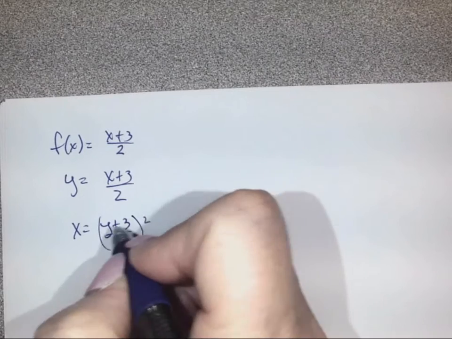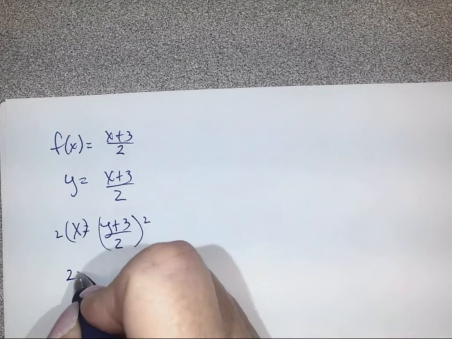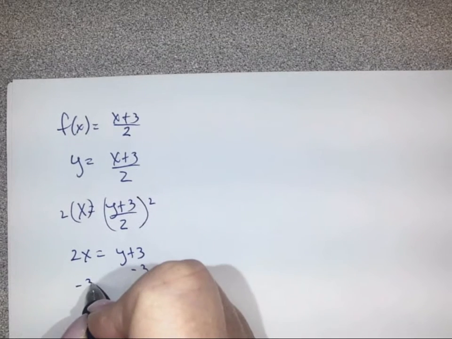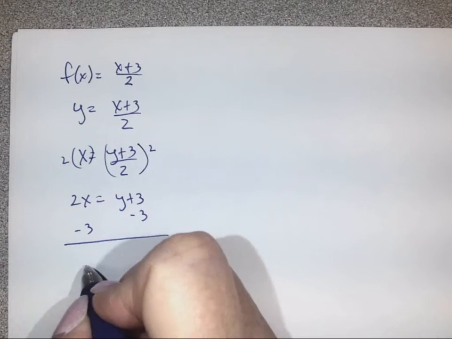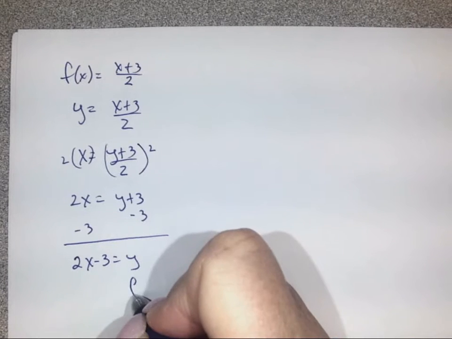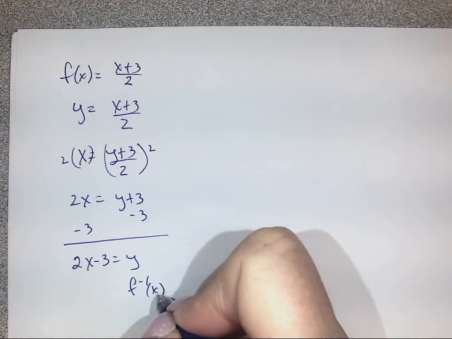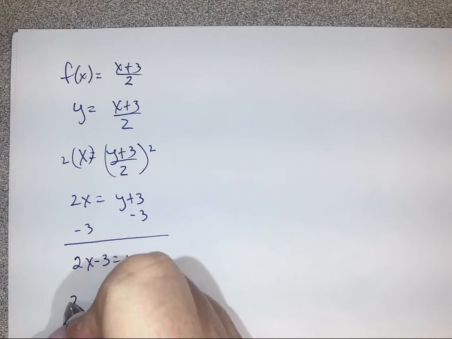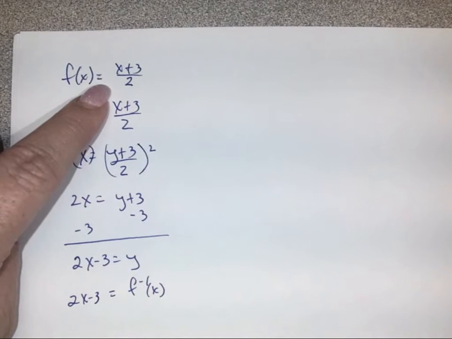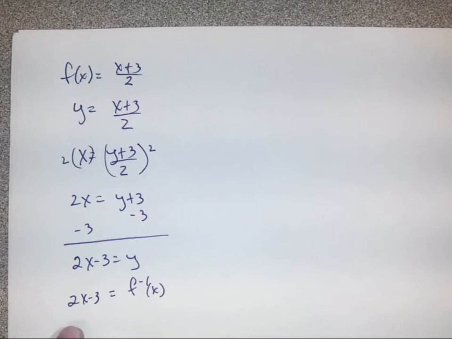Multiply both sides by 2. We end up with 2x is equal to y plus 3. Subtract 3 from both sides, and we end up with 2x minus 3 is equal to y. And this became the f inverse of x, which would be equal to 2x minus 3. And we knew that up here we were adding and dividing, and down here we were multiplying and subtracting. Well, the same kind of stuff happens.